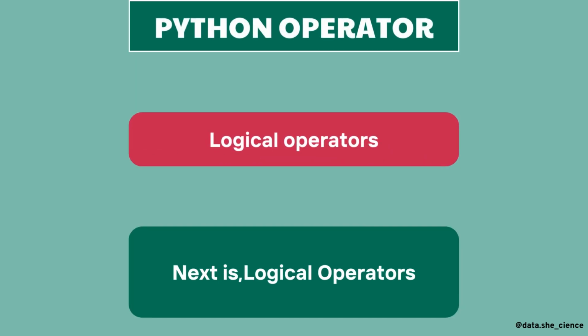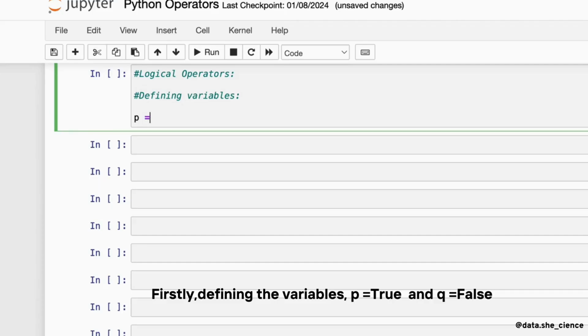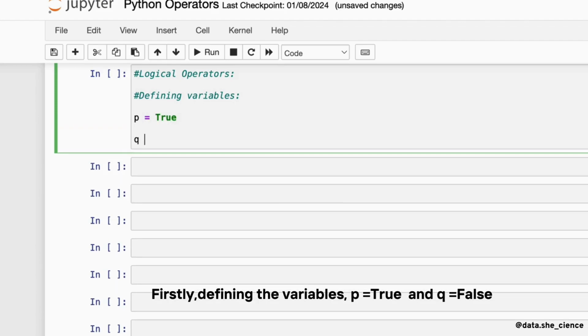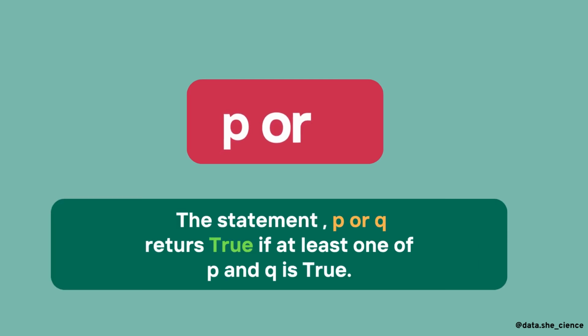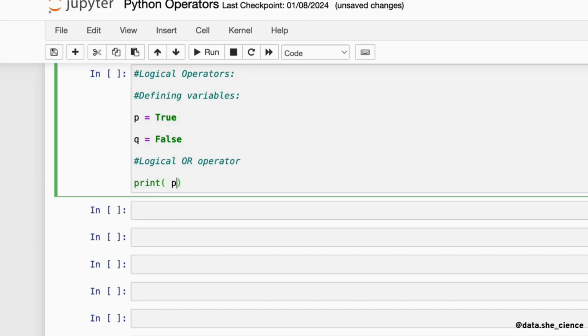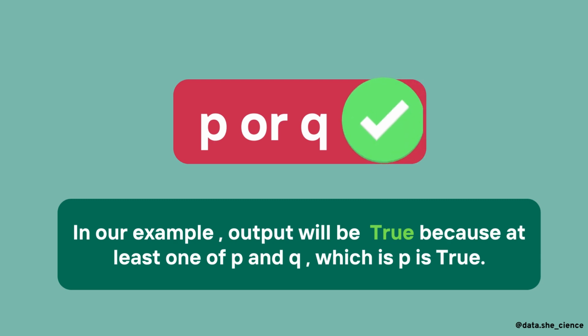Next is logical operators. Firstly, defining the variables p equals true and q equals false. First, logical OR operator. The statement p or q returns true if at least one of p and q is true. In our example, output will be true because at least one of p and q, which is p, is true.